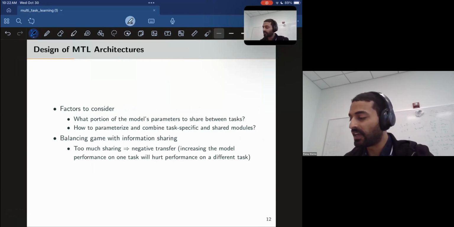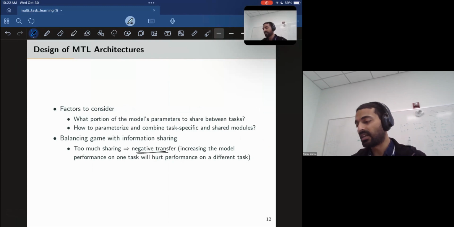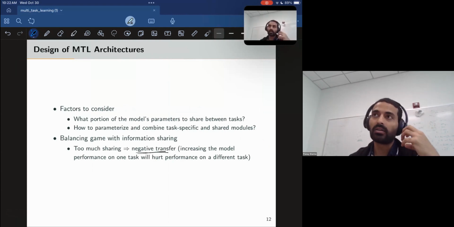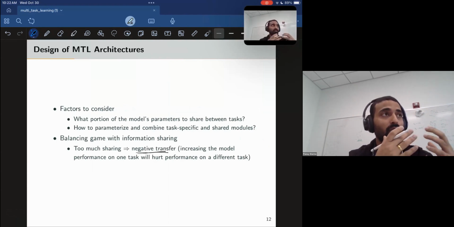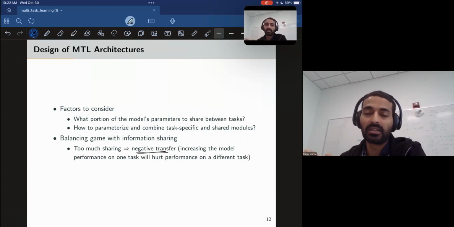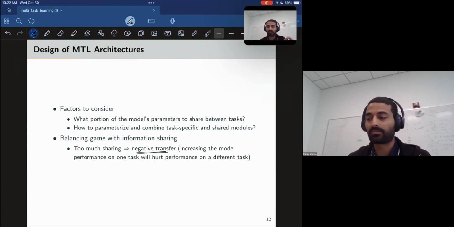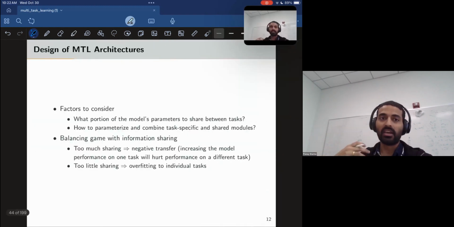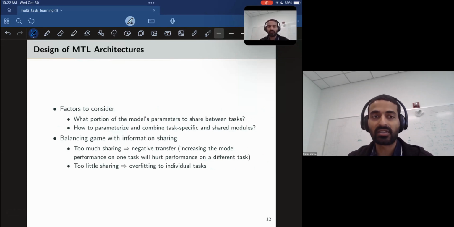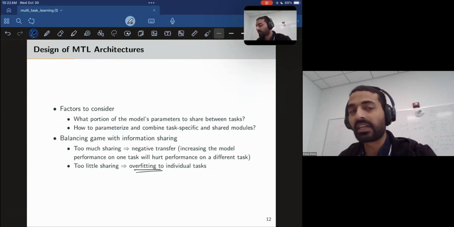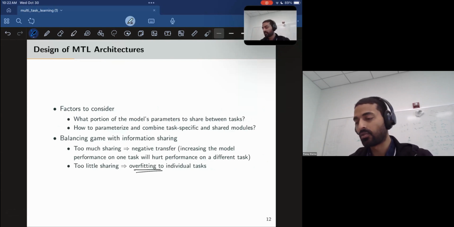In that case, we can face something called negative transfer. What it means is that when the model tries to do well on some tasks, it might end up hurting another task. There can be this trade-off between doing well across tasks. At the other extreme, if we share too little, then we might not be able to capture whatever the shared structure across tasks is, and we might end up overfitting to individual tasks. So this balancing between too much sharing and too little sharing is more of an art than a science, and people play around with this quite a bit.